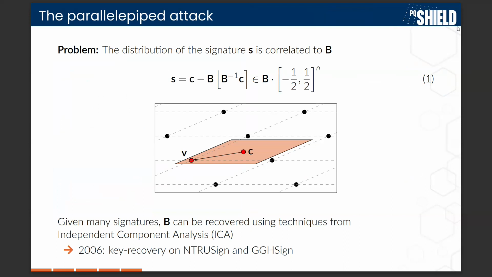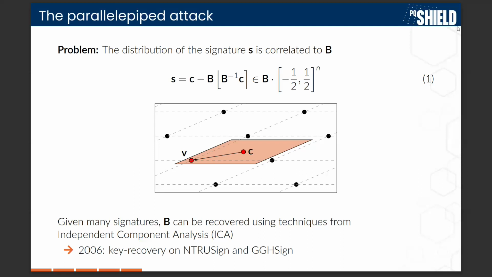is closely correlated to the shape or the geometry of the basis. So the signature, remember, looks like C minus some multiple of B, right? B times this integer vector. And so it's always in this parallelepiped of B times plus minus a half to the n, right? So it's always inside this parallelepiped centered at C. The nearby lattice vector is the unique lattice vector inside this parallelepiped. So the signatures are actually distributed as random points inside the parallelepiped spanned by the secret basis.